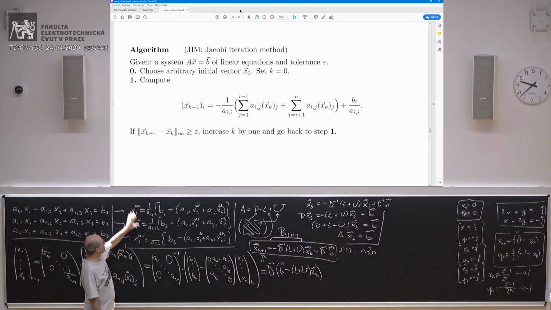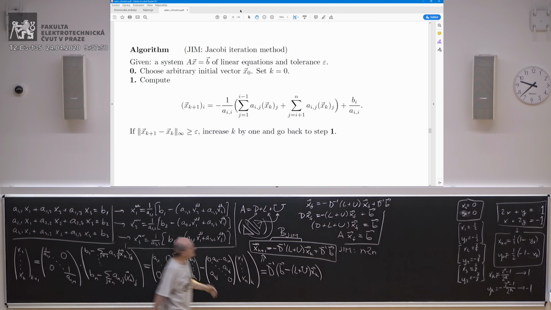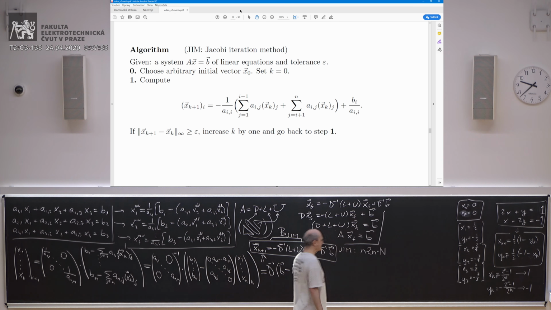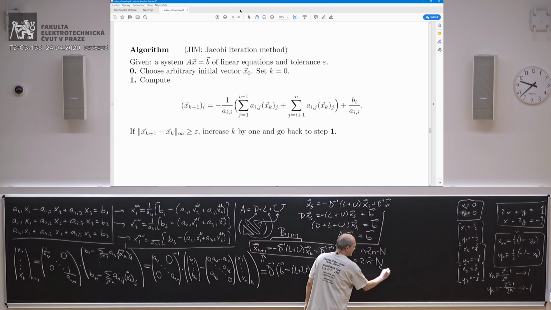So n formulas, 2n operations for each, but this is all iterated. So this is repeated several times. How many times? Let's say capital N times. So the formula for the computational complexity of the Jacobi iterative method is 2n squared times capital N. Capital N is the number of iterations.